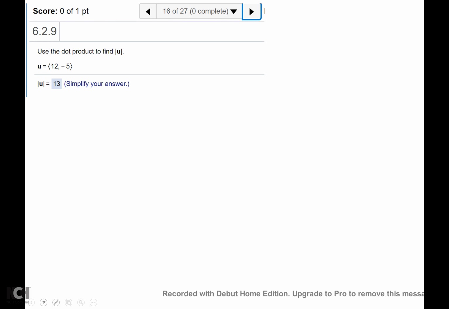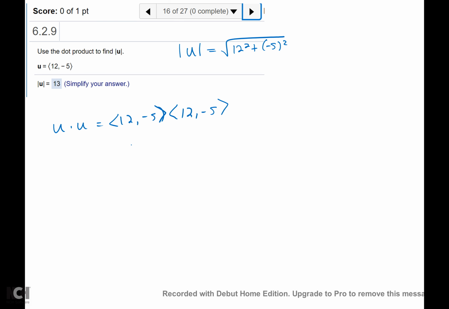Okay? Next one's an example. Number 16. It says, find the dot product to find the magnitude of u. Guys, it's so silly to do it two different ways. We know the magnitude of u is the square root of 12 squared plus negative 5 squared. All they're trying to tell you is that another way to find the magnitude of u is basically to take u times itself, which would be 12, negative 5 times 12, negative 5, which would be 12 times 12 plus negative 5 times negative 5, except it would be the square root of that.